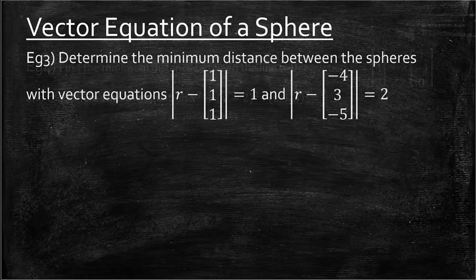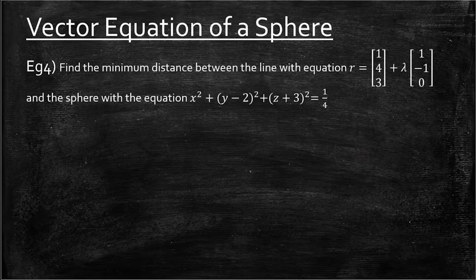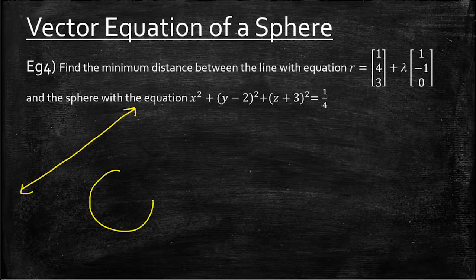Alright, let's move on to the next question. Find the minimum distance between the line with that equation and the sphere with this Cartesian equation over here. Now, to solve this problem, I'm just going to draw a picture for us quickly. So what we've got is a line coming up this way, and we've got a circle down here. And what we're looking for is the minimum distance from this line to this circle.